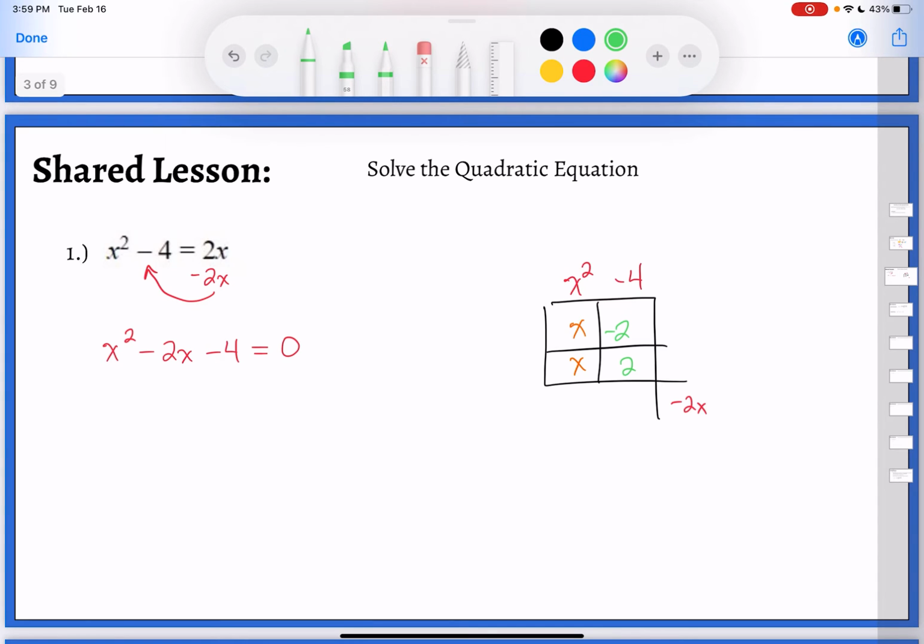Negative 2 and 2, that would give me 0. Oh no, the factor box doesn't work. Wait a second, I can't square root, I can't factor, I can't complete the square. What the heck am I going to do? Does that mean it's a no solution? The answer is no. It does not mean it's no solution. It means we need a new method.